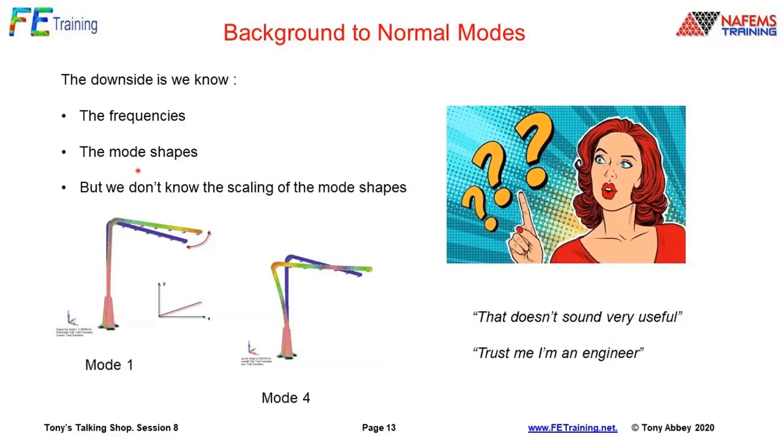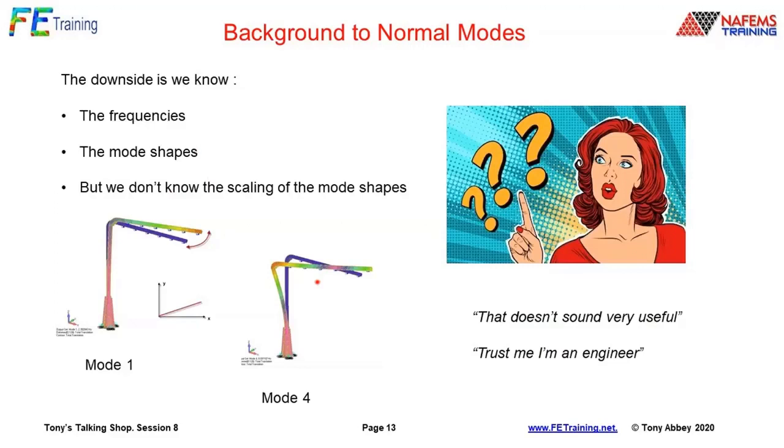Now, the downside of this normal mode analysis, we know the frequencies, we know the mode shapes, but I don't know the scaling of the mode shape. So mode 1 here, mode 4, mathematically it's an eigenvector, it doesn't have units of displacement.